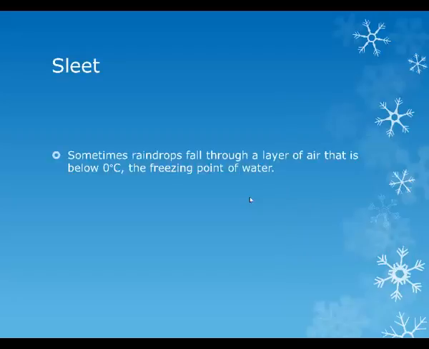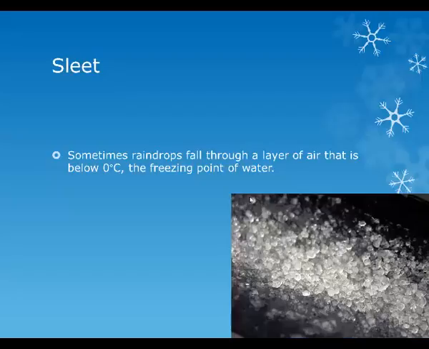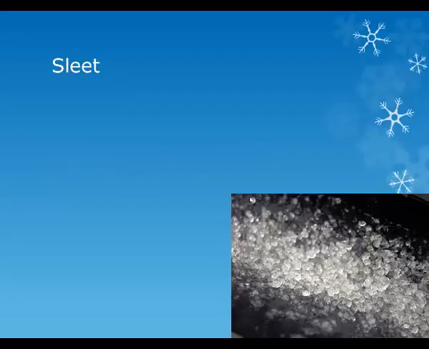Sleet. Sometimes raindrops fall through a layer of air that's very cold. Usually it's below 0 degrees Celsius, or it has to be below 0 degrees Celsius, which is the freezing point of water. So we get these little crystals or pellets of ice as they fall through that layer that is extremely cold, and they end up freezing into solid particles of ice. If those particles are smaller than 5 millimeters, then we call it sleet.